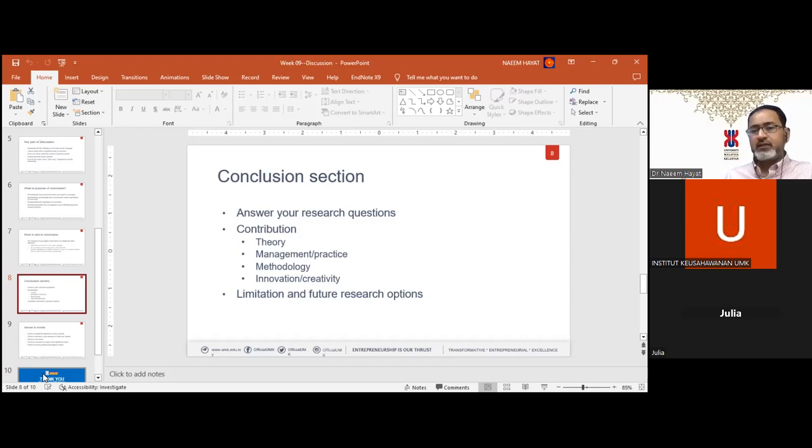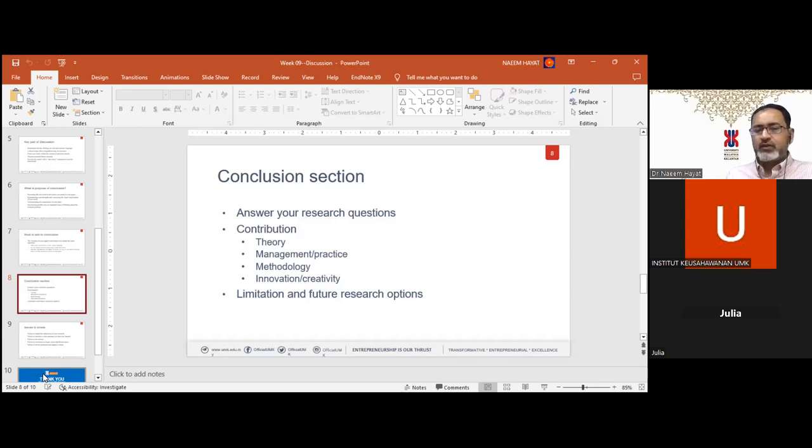Another thing that good journals are requiring right now is innovation or creativity: how our study is able to answer something new and how it adds something to creativity, innovation, or our understanding. So these are the kinds of contribution that we normally look to add in the conclusion section.